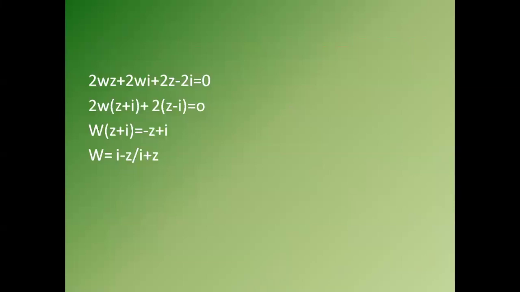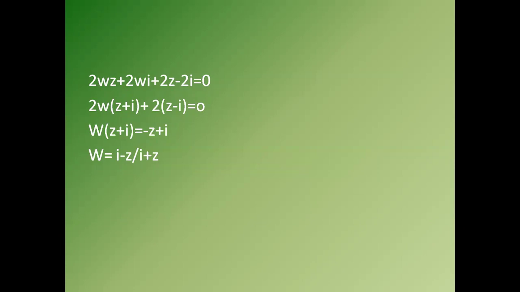So here, in the first two terms, 2W is taken common outside. So 2W into (Z plus i), and 2 is taken common outside, so 2 into (Z minus i). Next, the 2 into (Z minus i) is transferred to the right side, meaning a minus value. So 2W into (Z plus i) equal to minus 2 into (Z minus i).